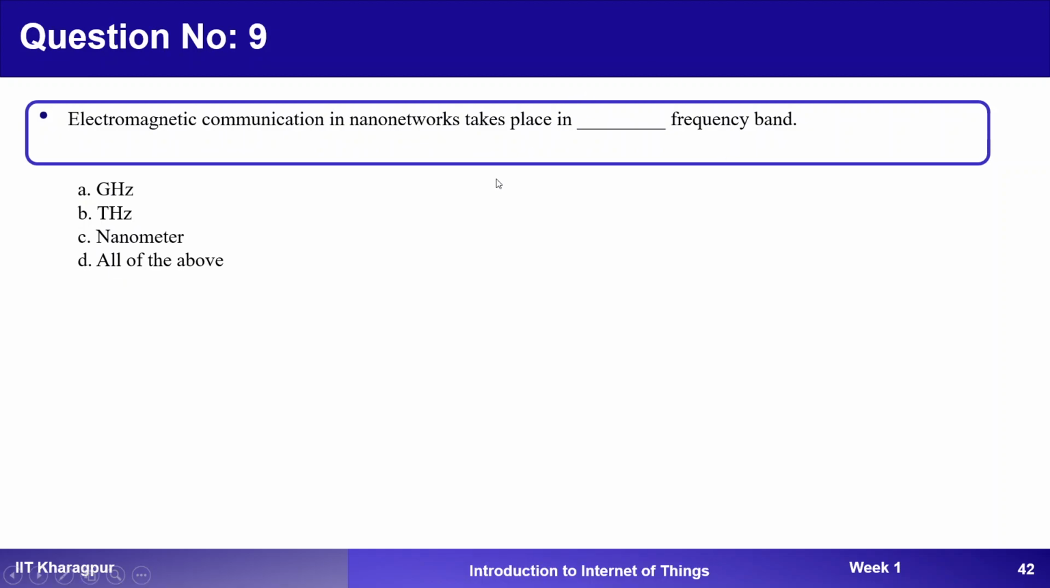Next is electromagnetic communication in nano network takes place in blank frequency band. Gigahertz, terahertz, nanometer, all of the above. Terahertz is right. I have given that statement wherever I have discussed your nano networks.